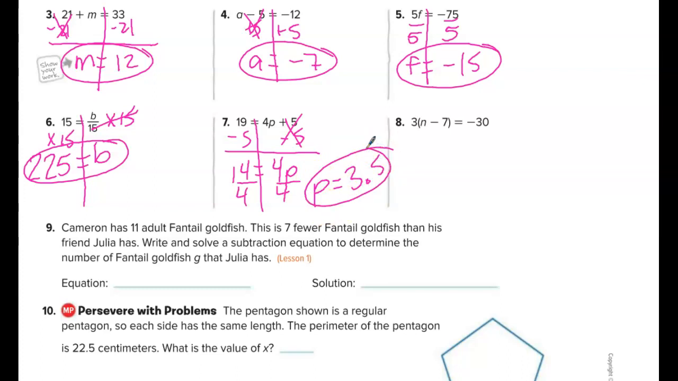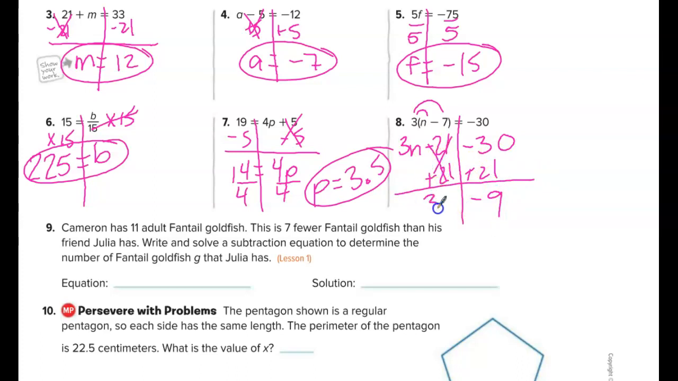Okay. Lachlan, what's the first thing I do at number 8? Distribute. Yep. So when I distribute, what would I get? You get 3n minus 21. Good. And what would be my next step, Dylan? Yep. We distributed and now we do plus 21, plus 21. Good. You get negative 9. Okay, stop there. Negative 9 equals 3n.